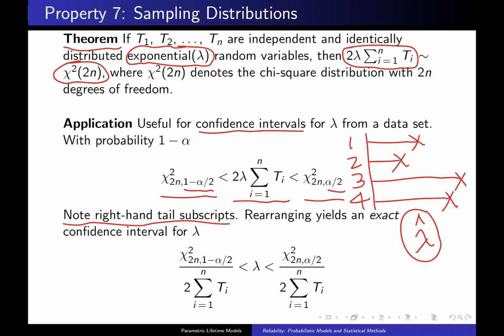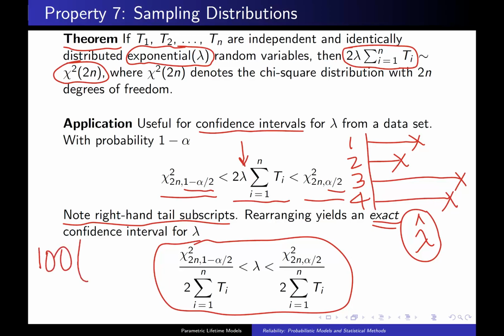When we rearrange this and try to trap lambda in the middle of the inequality, well, we're dividing all 3 of those by twice the sum of the T_i's, and that is always a positive quantity, so you wind up with this expression right here, and that is an exact confidence interval for alpha. And in fact, it is a 100 times 1 minus alpha percent confidence interval for lambda. We'll use that quite a bit when we get to chapter 8.